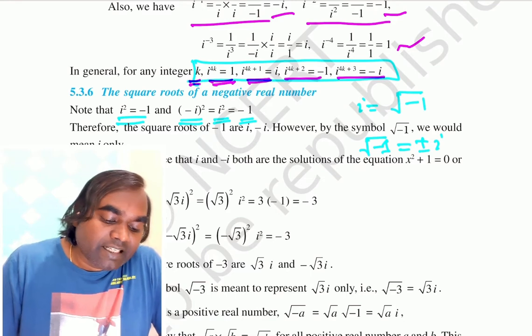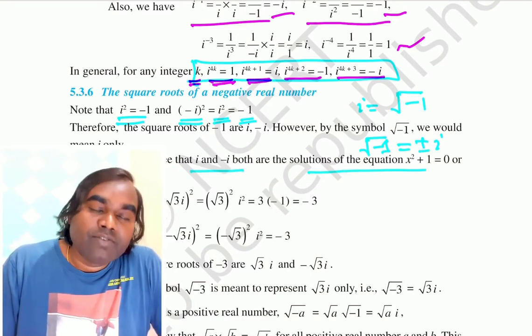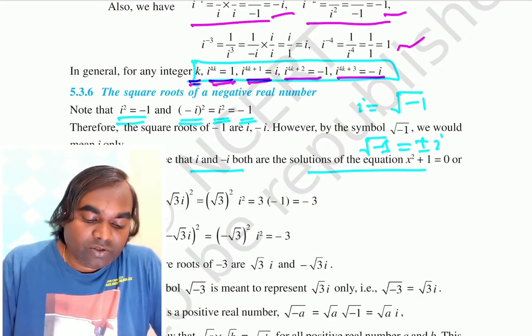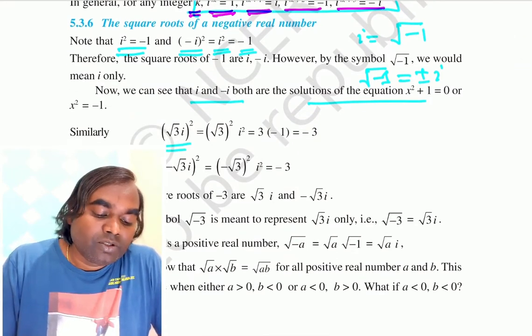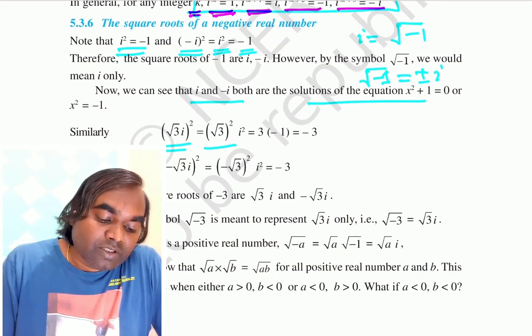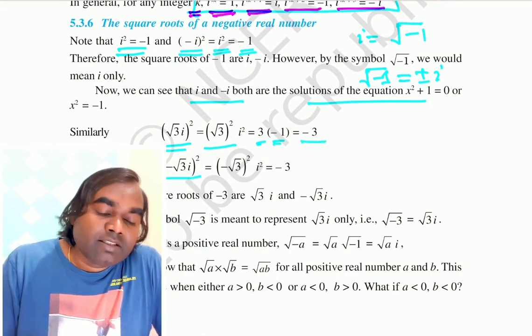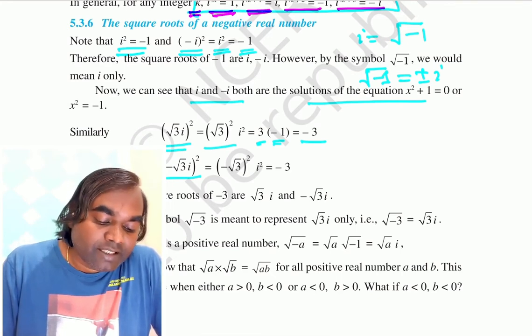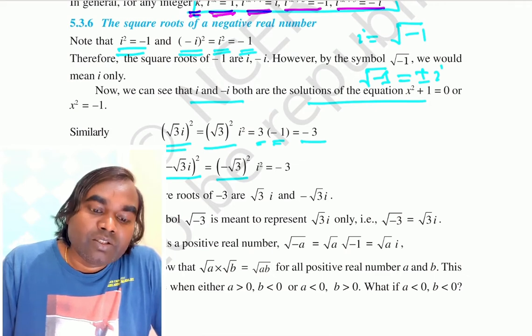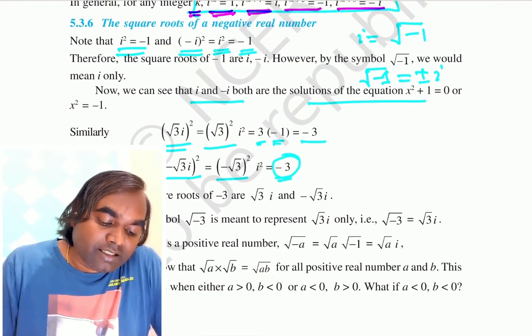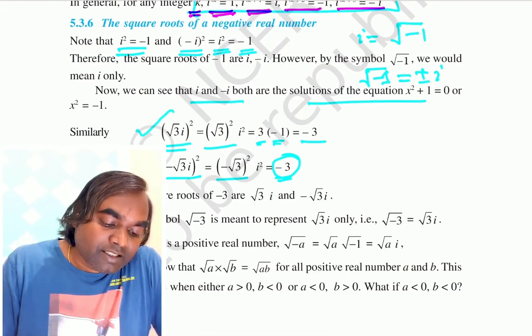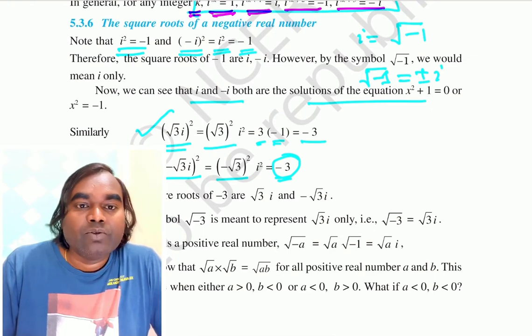Now we can see that i and minus i both are the solutions of the equation x square plus 1 is equal to 0. So let us check. Suppose you are given square root 3i whole square. That can be written as square root 3 square into i square, that is equal to square root 3 whole square is equal to 3, and i square is equal to minus 1, that is equal to minus 3. Similarly, minus square root 3i whole square can be written as minus square root 3 whole square into i square, that is equal to minus 3. Thus we see that square roots of minus 3 are plus square root 3i and minus square root 3i.